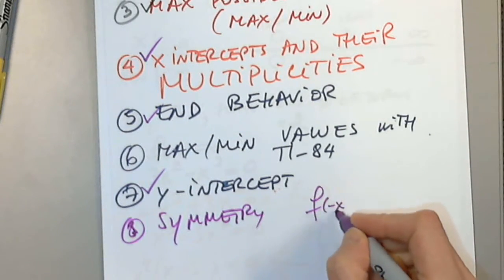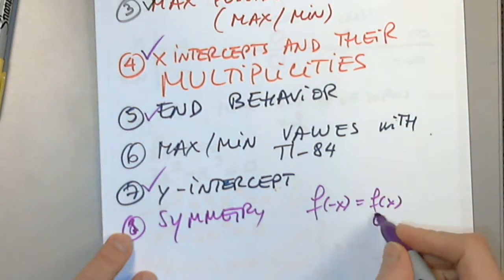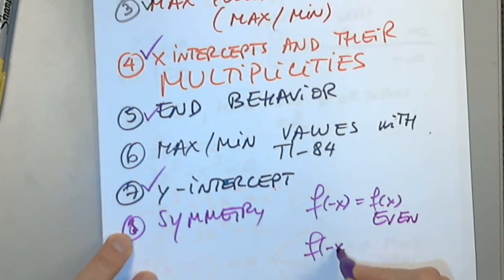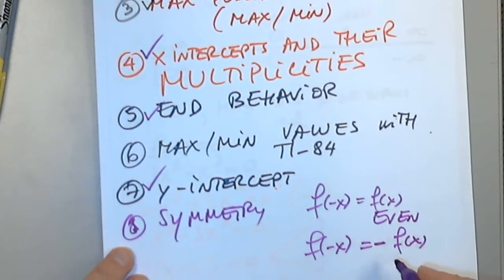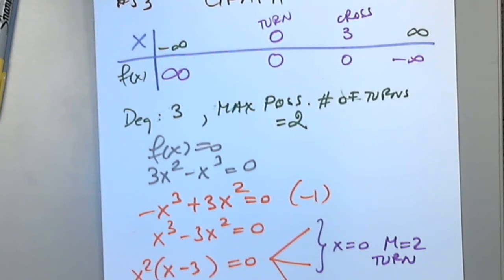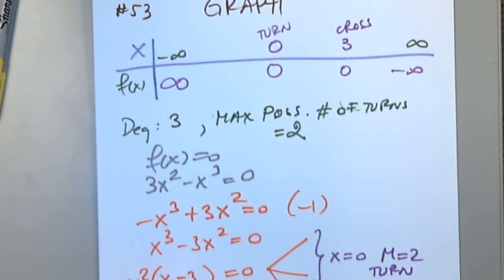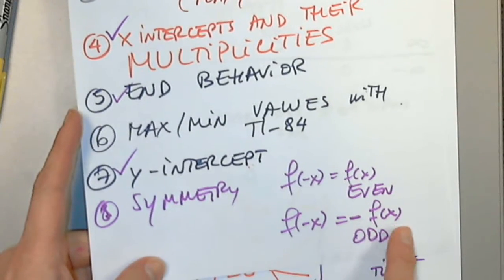If you remember, f of negative x equals f of x, what type of function will this be? Yes. And f of negative x equals the opposite of f of x. That will be odd. Good. Ready? I want you to follow, please. Say it again. Yeah. It's what we studied in chapter 2. F of negative x equals f of x is even, and f of negative x equals the opposite of f of x is odd.